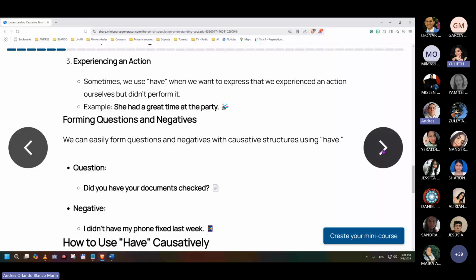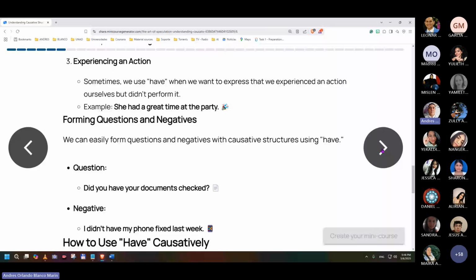Do you need more examples with have? Thumbs up if you need more examples. No one is reacting, so you don't need more examples with have.